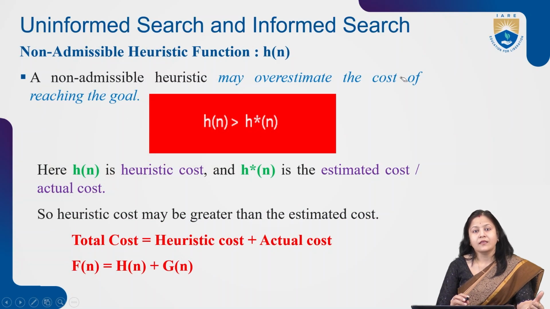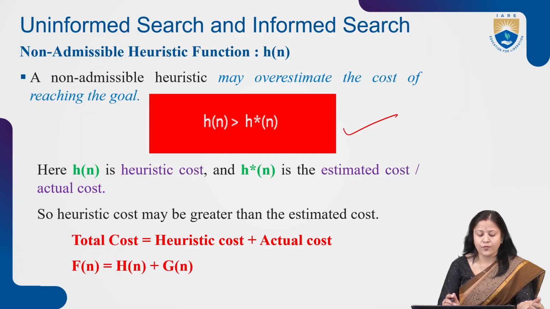Now, when can we say that the heuristic function is not applicable or non-admissible? A non-admissible heuristic may overestimate the cost of reaching the goal. So the condition is h of n is greater than h star n, where h of n is the heuristic function or heuristic value of a particular node. If it is more than the actual cost of the total path, then in that case the heuristic value is not admissible, right?